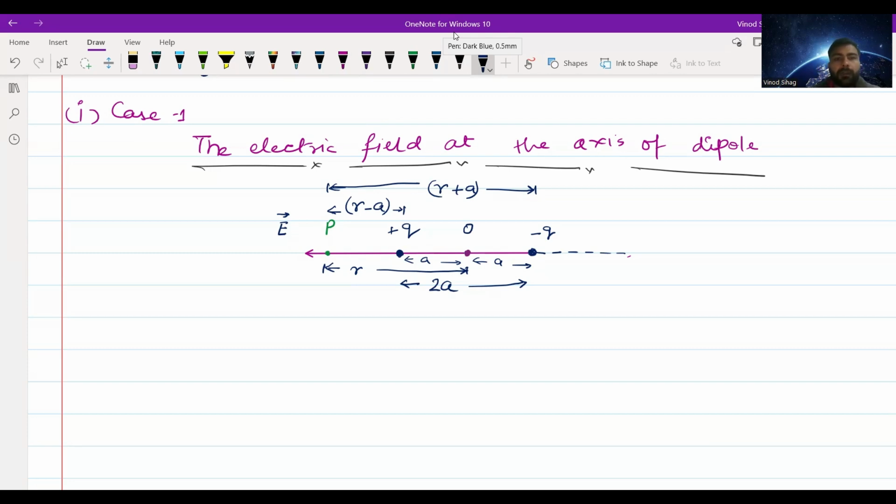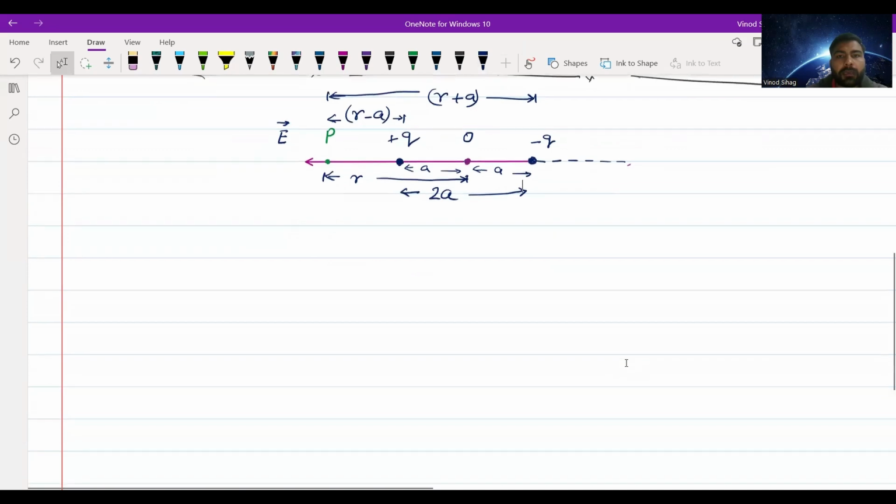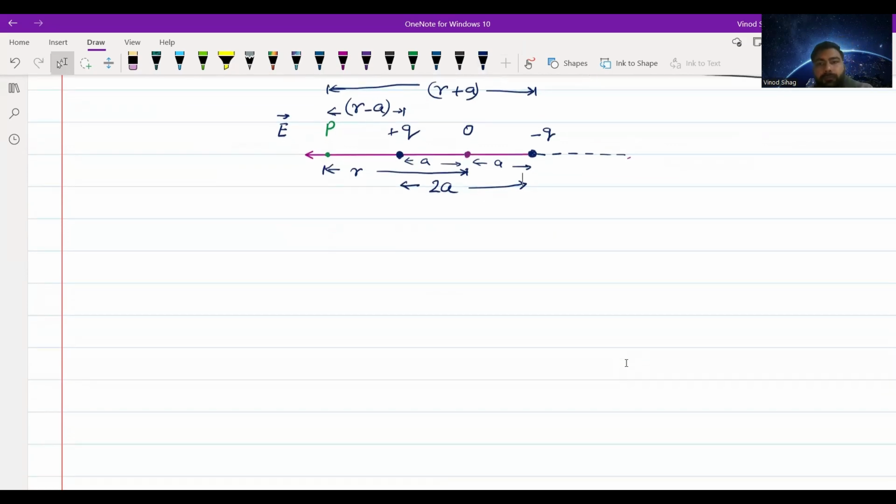Now there will be two electric fields. One field will be because of the positive charge, and another field will be because of the negative charge. Now the magnitude of the charges. As we know, the electric field due to a positive charge is away from the charge, and the electric field due to a negative charge is towards the charge, the direction of the electric field which I am talking about.